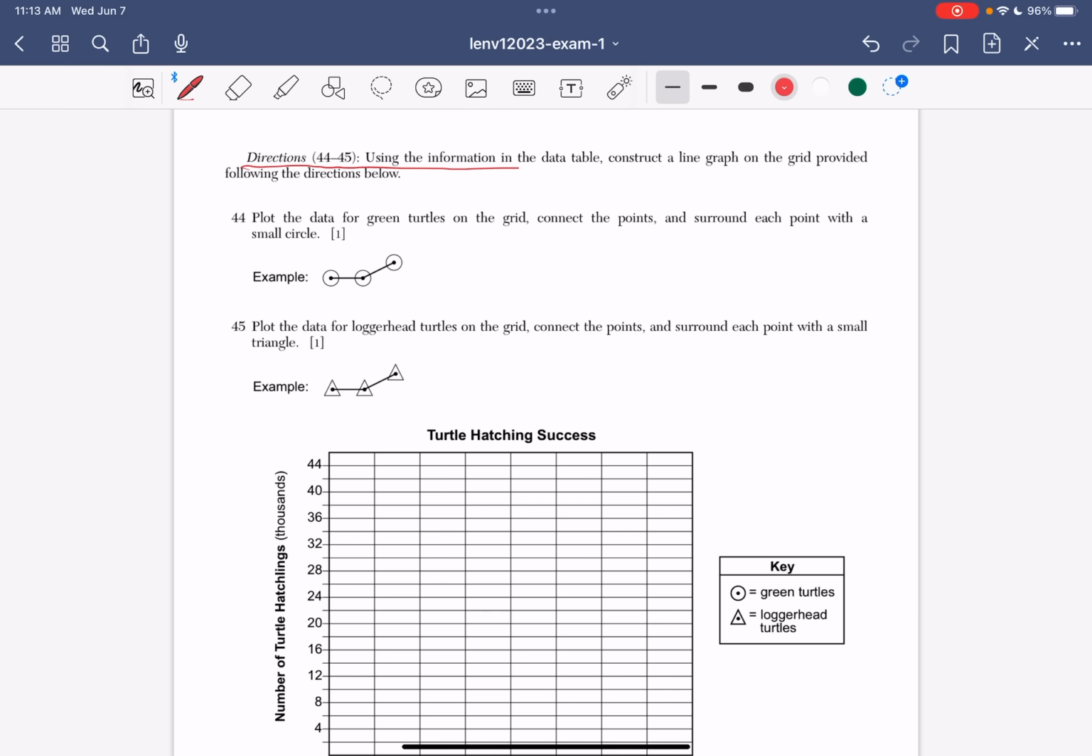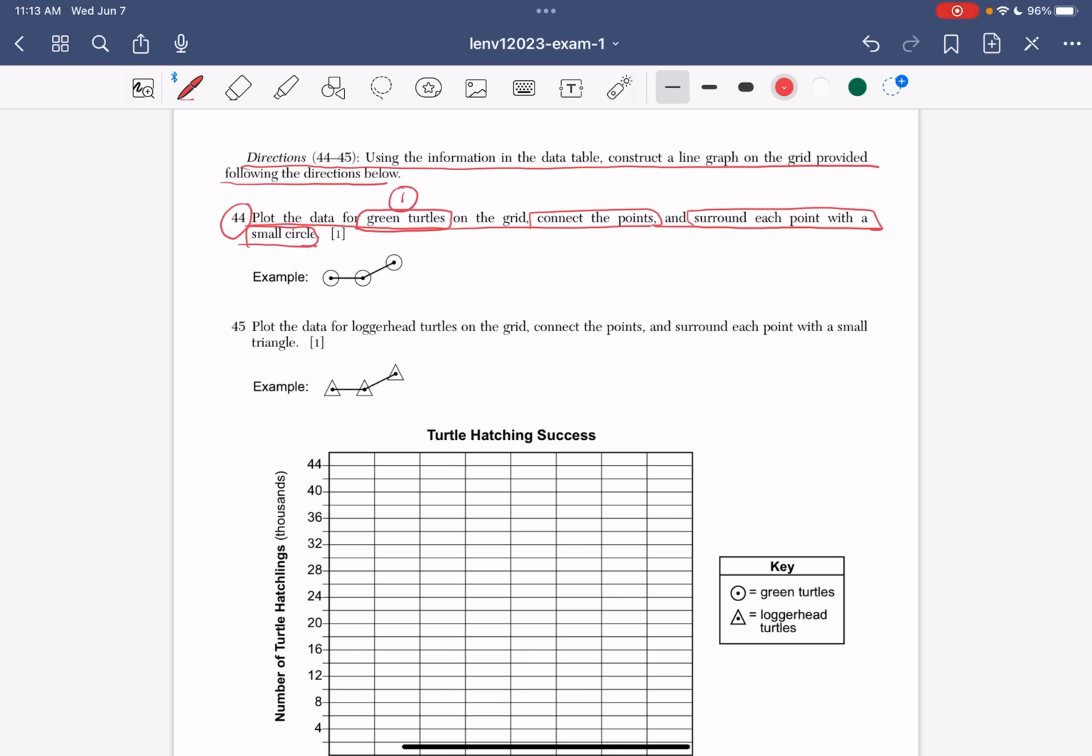Directions 44 to 45. Use the following information in the data table. Construct a line graph on the grid provided, following the directions below. Let's start with number 44. Plot the data for green turtles. I'm going to annotate green turtles. They want green turtles. On the grid, connect the points, okay? They want us to then connect the points, okay? And surround each point with a small circle. Surround each point with a small circle, okay?